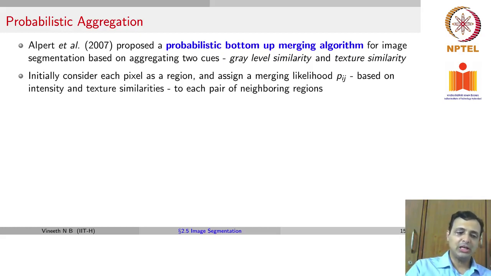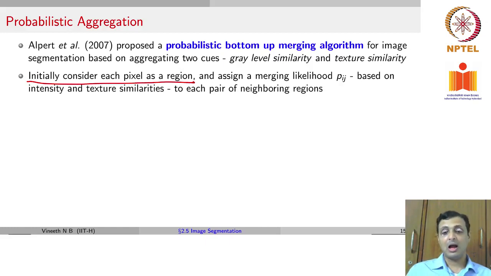So initially, the method considers each pixel as a region, and then you assign a merging likelihood Pij. So for every two pixels i and j, there's a likelihood Pij which says how likely these two pixels are to merge. And how do you assign that Pij? Based on their intensity and texture similarities.